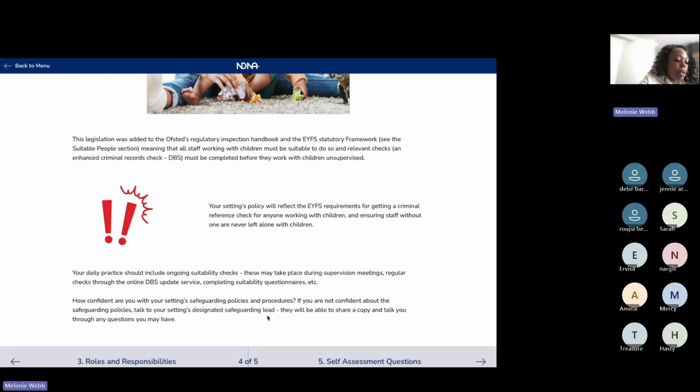Let me ask Amina. It's as in the policies are in the staff room, in the folder and on the wall. Yeah.